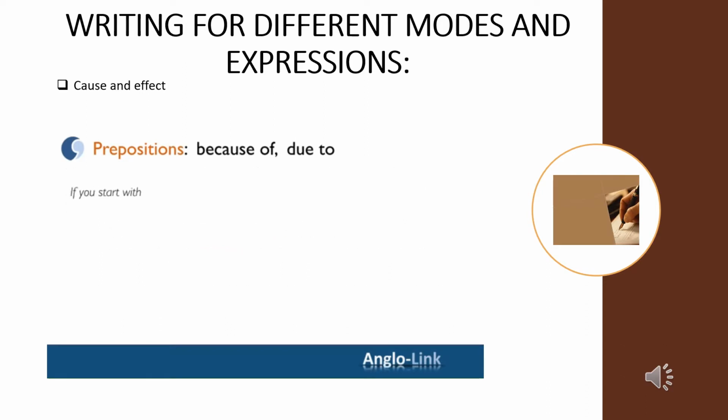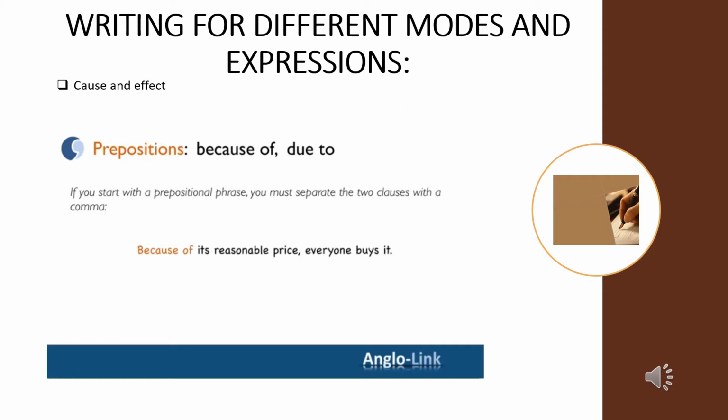If you start with a prepositional phrase, you must separate the two clauses with a comma. So if you say, because of its reasonable price, everyone buys it, make sure that you put a comma after price. Or, due to it being reasonably priced, comma, a great number of people purchase it.